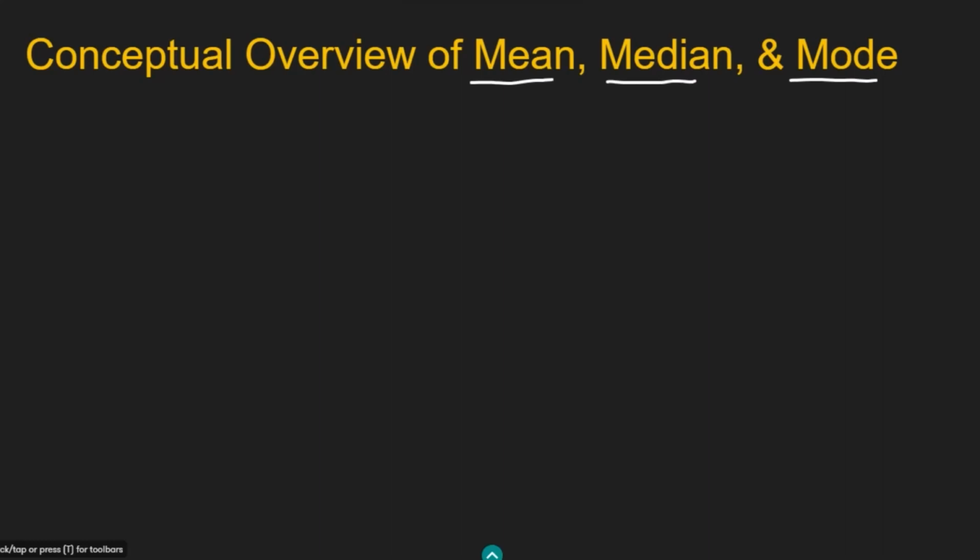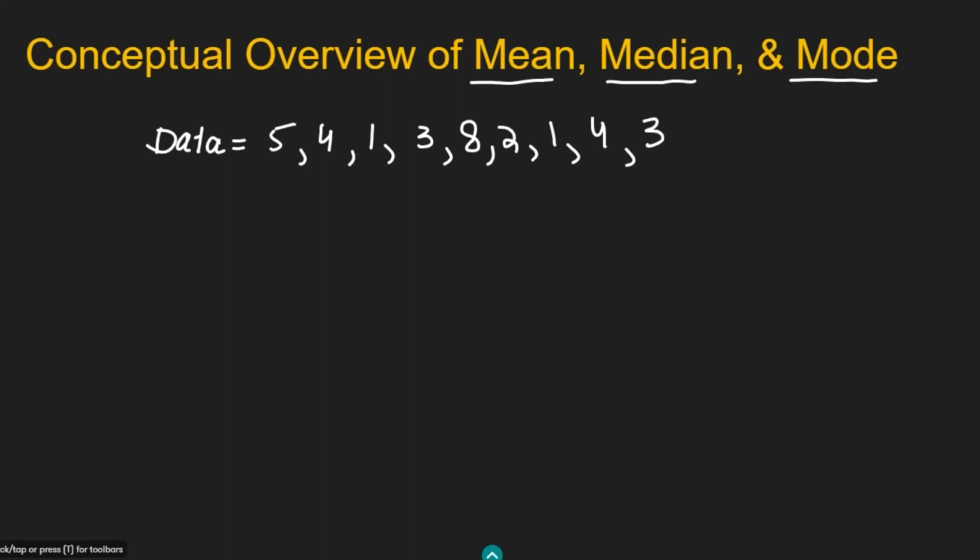Suppose we have a data, and in that data we have certain points. Let me have 5, 4, 1, 3, 8, 2, 1, 4 and 3. So here we have this data, and on the basis of this data we have to find the statistical analysis of this data. And in order to analyze it statistically, we have three quantities which are mean, median and mode. So what is basically the mean?